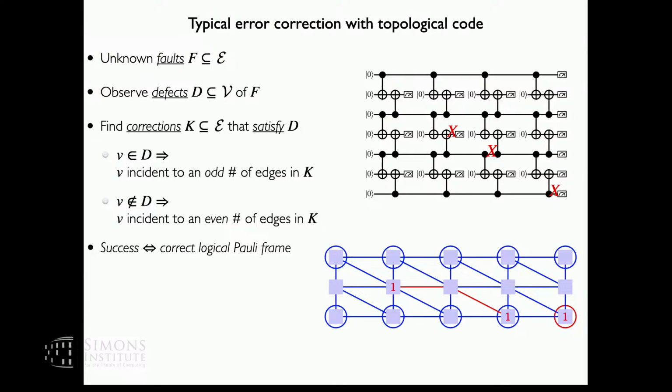But to say that you successfully preserve the state, you must maintain the correct logical parity, meaning that in the end, it is still a logical 0 state, but not a logical 1. So we are worried about having the logical X happening, and you want to make sure that it doesn't happen.